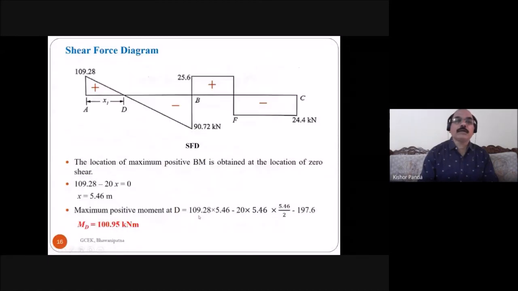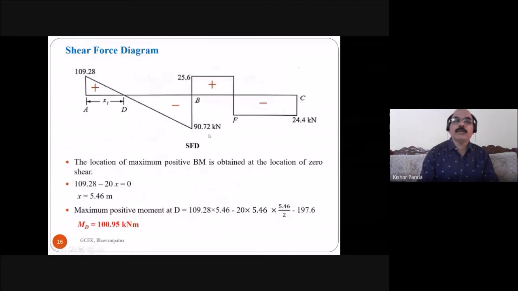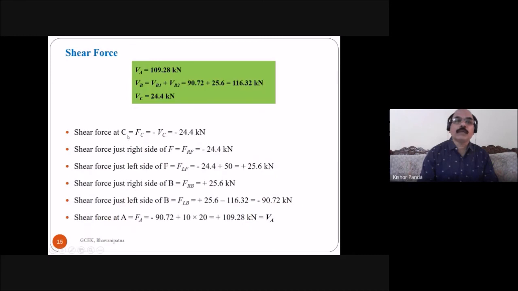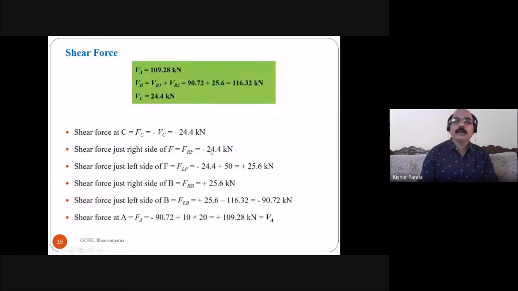Then after using this, you can draw the shear force diagram. What is the shear force at C? Minus 24.4. This is the axis. Below the axis you have to take negative, and above the axis you have to take positive. So the shear force at C is minus 24.4 kilonewton. So just draw below the axis 24.4 kilonewton. Then this remains constant up to right of F, minus 24.4 kilonewton.